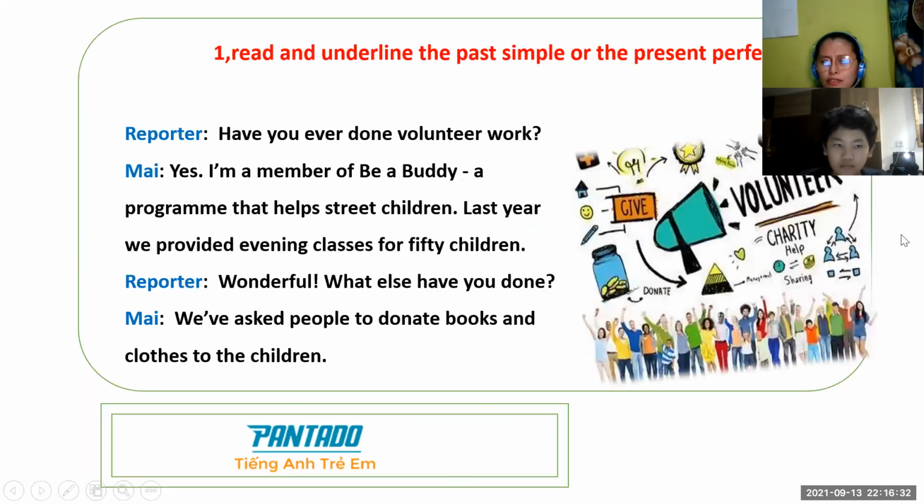So that's great. Let's have some exercises here. I want you to read and underline the past simple or the present perfect of the words here. For example, reporter: Have you ever done volunteer work? Have you ever done volunteer work?